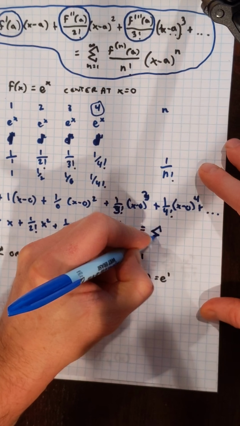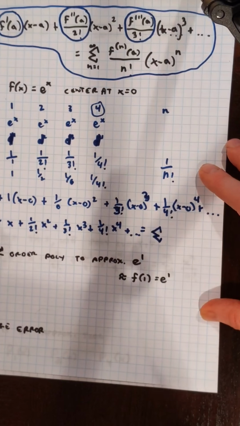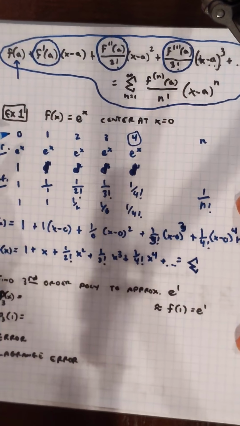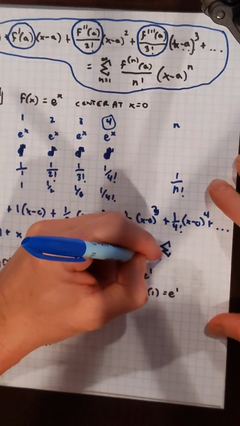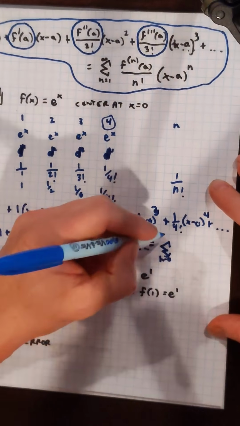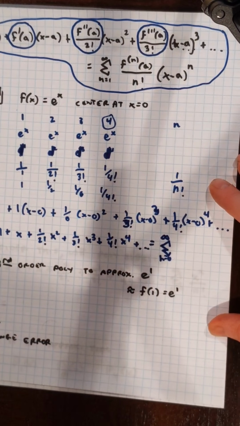Summation. Now my first one was 0. So my n equals 0 to infinity. Now the pattern works this way.